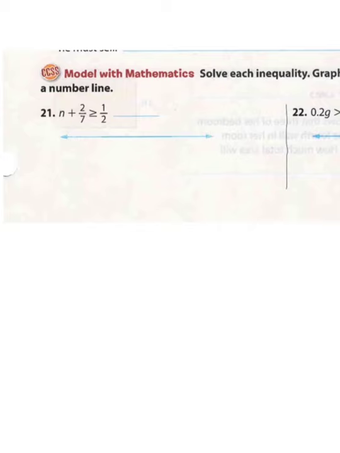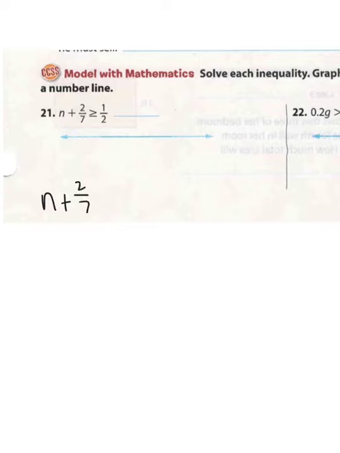Alright, this question was asked about. This is number 21 on page 641. So what we're doing here, it says n plus 2/7 is greater than or equal to 1/2, right? So again, our goal is always to isolate the variable first, right? So you want to get that n by itself.